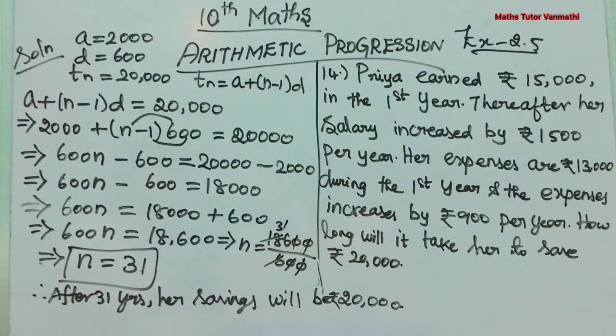Clear? Understood? Up to this, your 2.5 exercise is over. From tomorrow, let us see the arithmetic series.